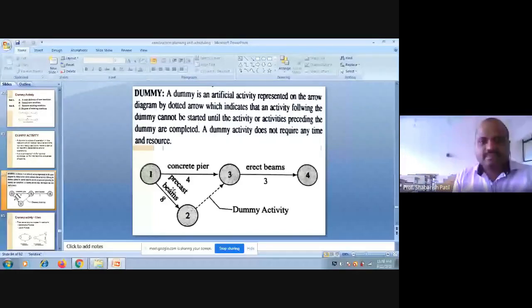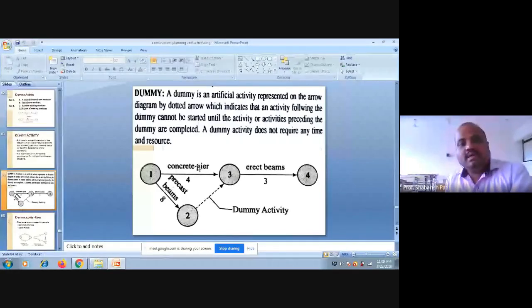So what we can do is concrete the pier on the site. At the same time, I can start constructing my beam as a precast somewhere. So these two works can be done parallelly here. Okay. Once these two are completed, I'm supposed to erect the beam.